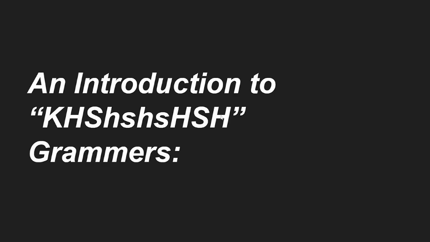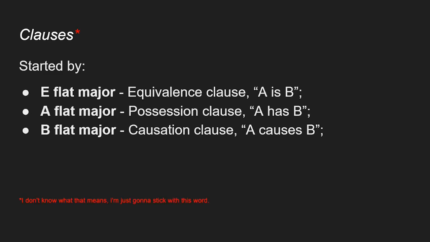Here's the grammar portion of the video, which is going to take a while to explain. So this language doesn't actually have any verbs. It has what I like to call clauses, which are basically verbs with better, and there are only 3 of them. The equivalence clause, which represents the verb to be, the possession clause, which represents the verb to have or to contain, and the causation clause, which represents the verb to cause thing to happen.